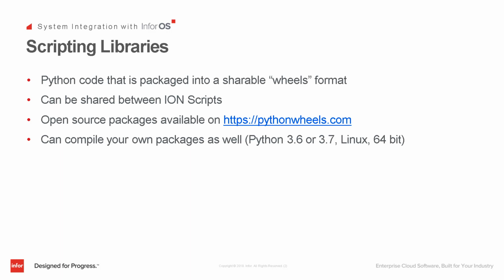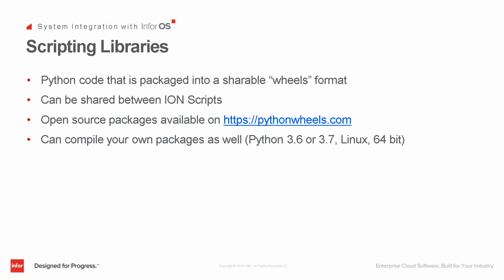What are scripting libraries? Well, it's Python code that is packaged into a shareable wheels format. If you know Python, you're probably familiar with this format. It can be shared between ION scripts. So we'll see that once you import a library, any number of scripts can reference that library. And if you ever update that library, all the scripts can be updated as well.